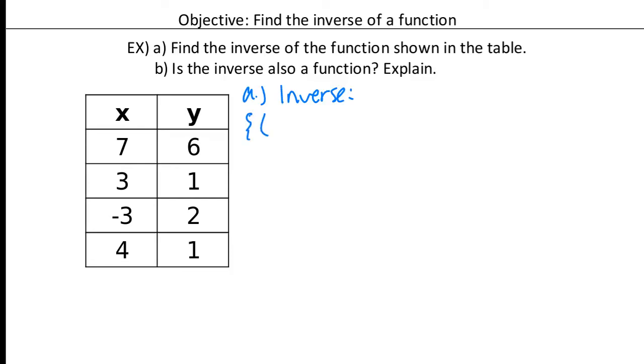So my curly bracket, this coordinate pair is 7, 6, so I'm going to just switch them. Basically, the x's and the y's are just going to switch still. So that's going to be a 6, 7. Then I have a 1, 3, 2, -3, and 1, 4. Okay, so I'm switching the coordinate pairs for the inverse.